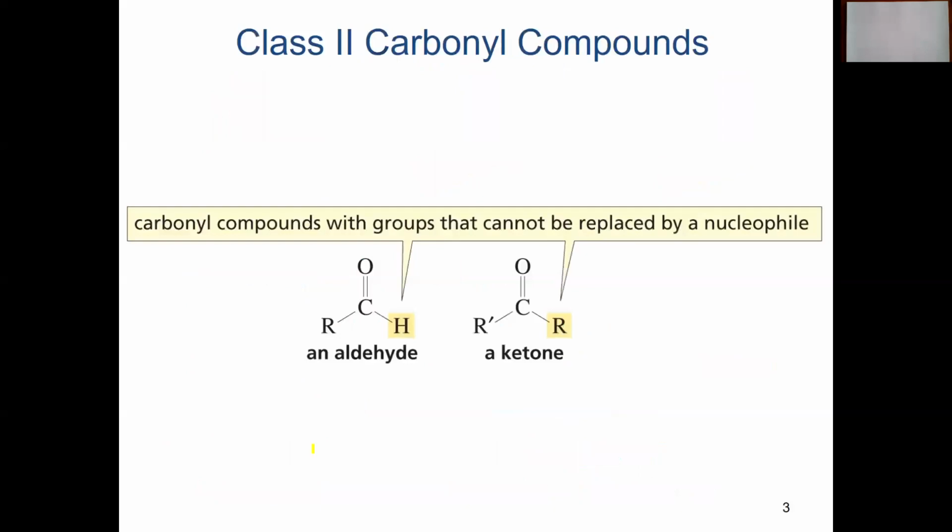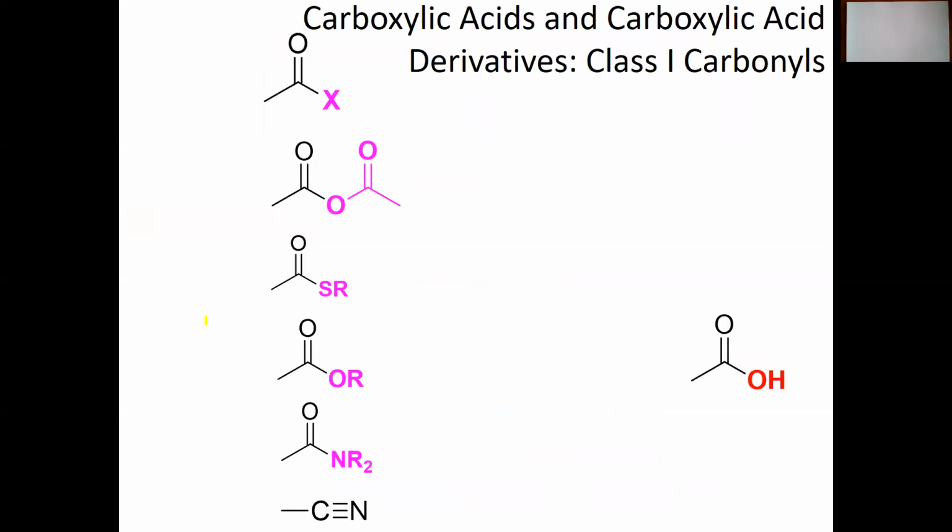Ready? Aldehydes and ketones, why do they do additions? Because they don't have a leaving group. So I borrowed this figure from your textbook that says aldehydes and ketones, the group highlighted in yellow, not a good leaving group. So they do addition reactions, while carboxylic acids and their derivatives mainly do substitutions.